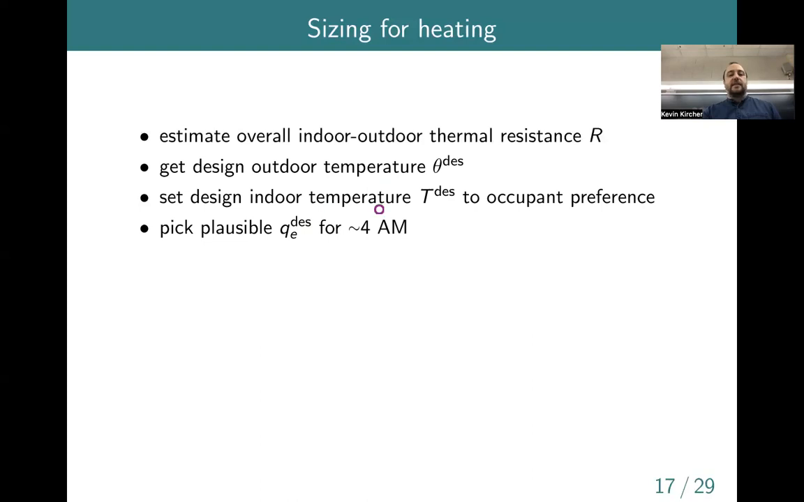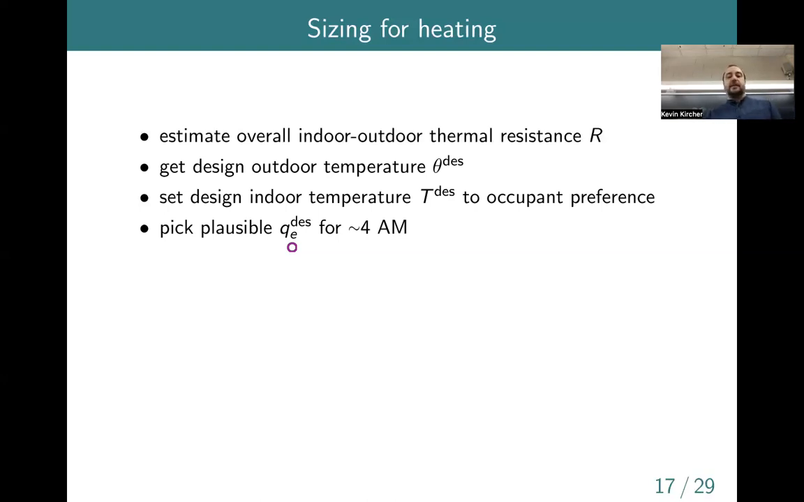We set a design indoor temperature, and that's typically whatever occupants like it to be inside the building. So for heating, it might be in the 68 to 72, 73 Fahrenheit range. For cooling, it might be warmer, 75 to 80, something like that. But the idea is that you can tailor this to the actual occupants that you're working with. And then you pick some plausible value for the exogenous thermal power. So this is what you're getting from everything that's not heating and cooling equipment.